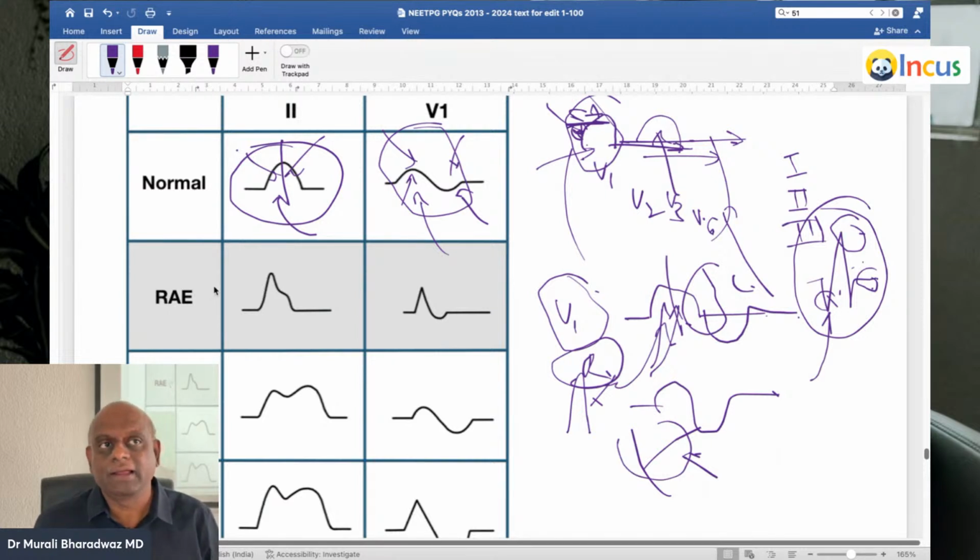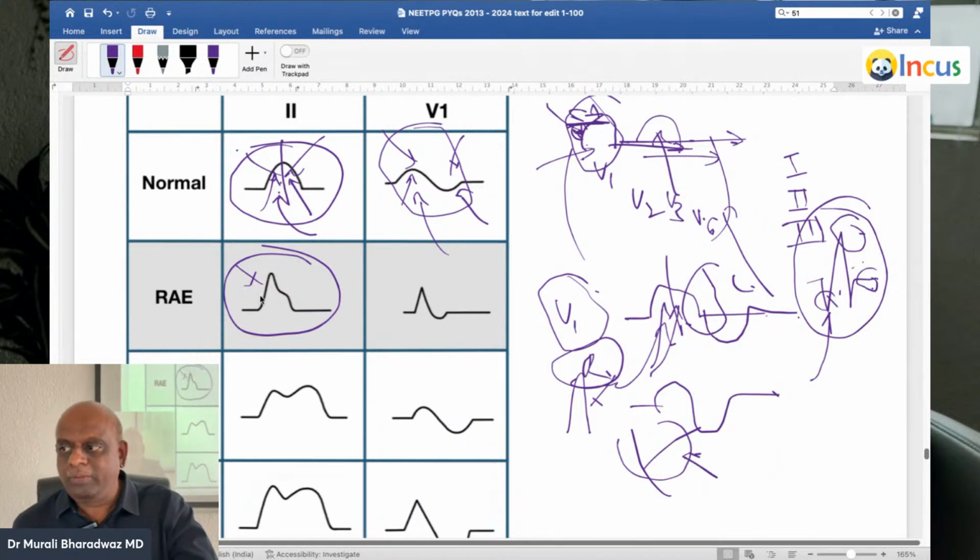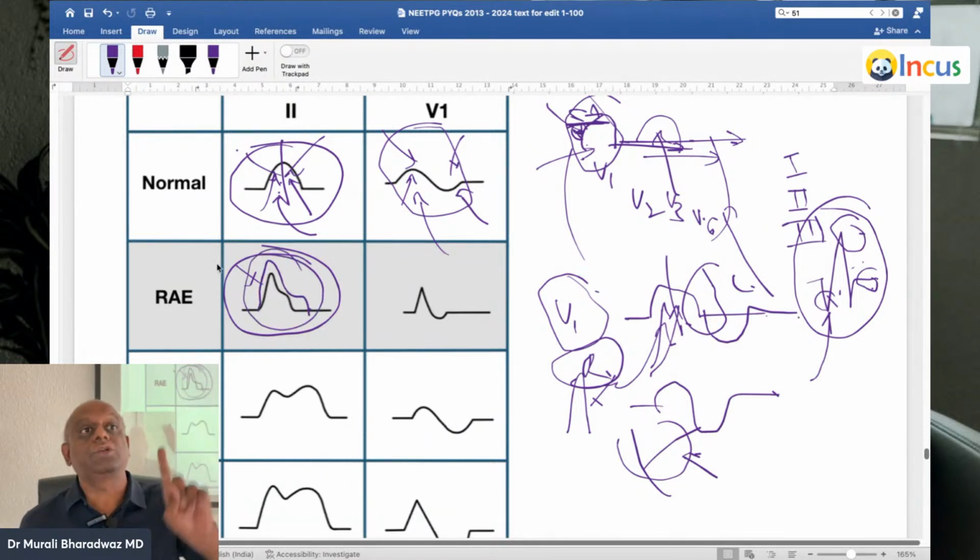What points will there be? That's the point. Suppose there is right atrial enlargement, this initial right atrial activity becomes very prominent. Already it is superimposed on left atrial activity, leading to a single wave. The moment right atrial activity is more with right atrial enlargement, it all will represent as a single wave, which is prominent.